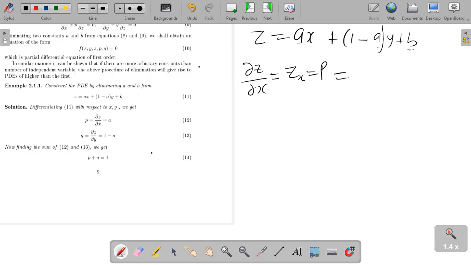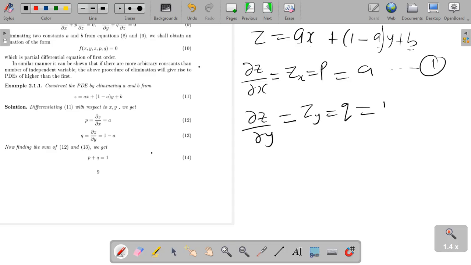The next thing is to differentiate with respect to y. So partial z, partial y will give you z with small letter y, which you call q. Now let's differentiate here with respect to y. There is no y here, 0. There is no y here, 0. So differentiating this with respect to y gives the coefficient, which is 1 minus a. But we have already gotten that a is p. Therefore we have that q is equal to 1 minus p.